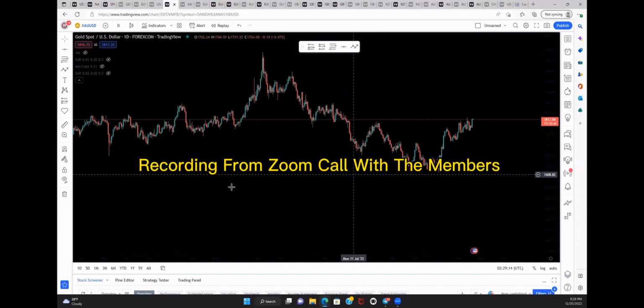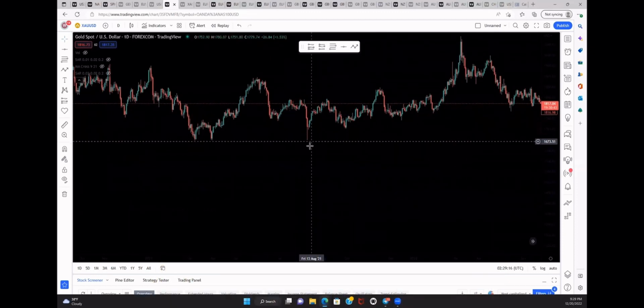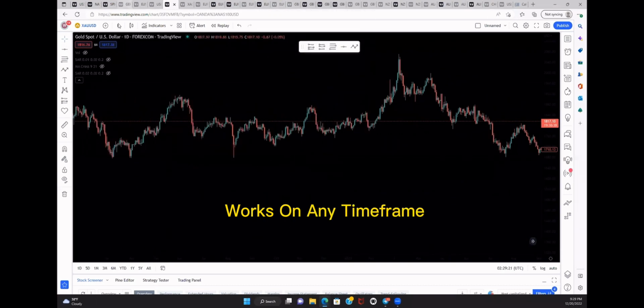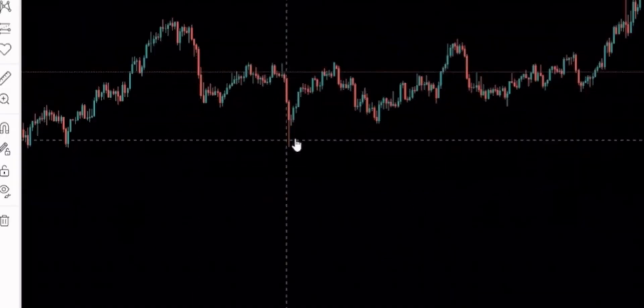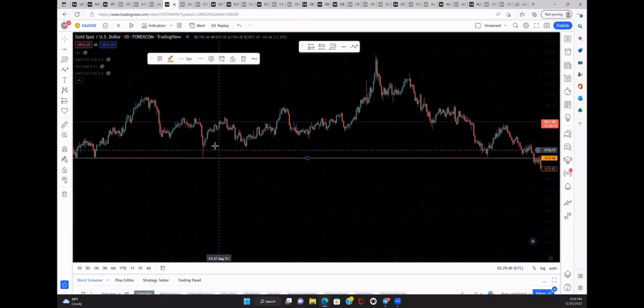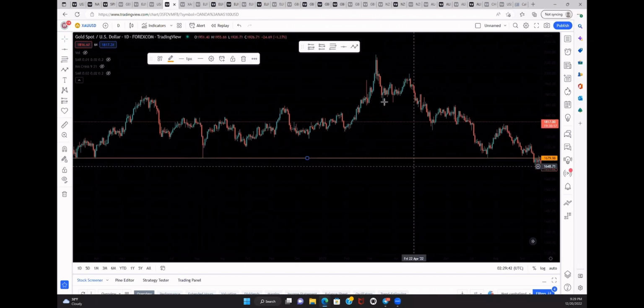So I want to talk about this real quick. I always talk about rejection wicks. If you see a rejection wick, this is real simple. We use rejection wicks on smaller time frames, but we're talking about the daily time frame. If you see a wick like this, just know price hit a level and rejected and didn't want to go past that level, which is why it's a rejection wick.